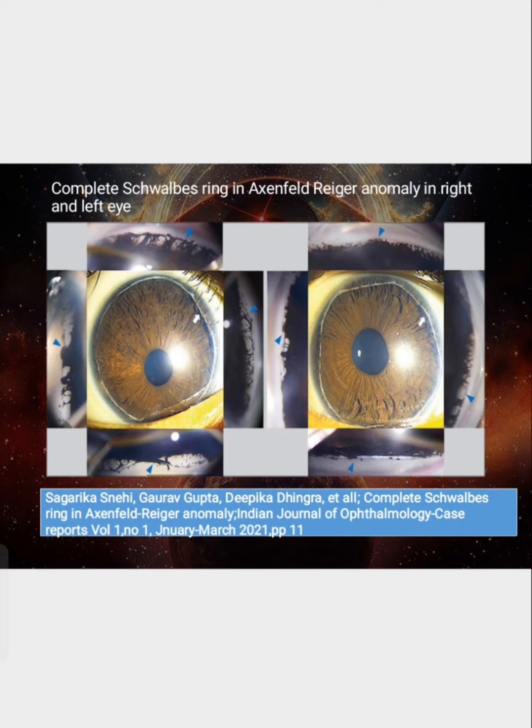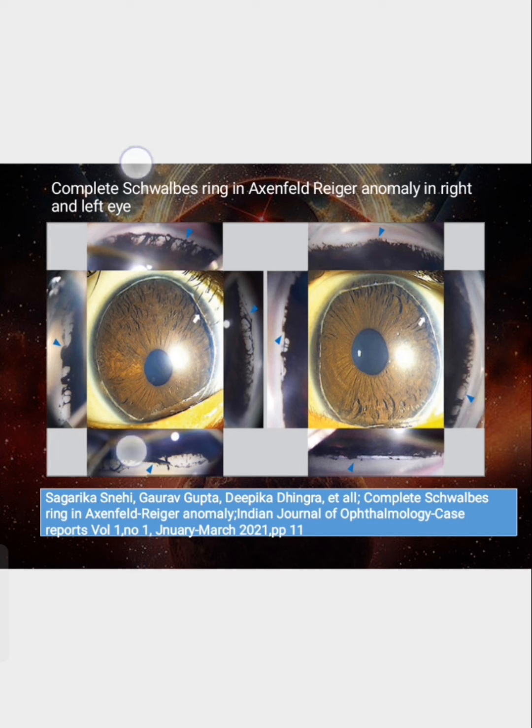This picture is about the complete Schwalbe ring, bilateral complete Schwalbe ring, and gonioscopy of it, showing the Axenfeld anomaly also, Rieger's anomaly also, and that's why it is called Axenfeld-Rieger's anomaly. Now, what is posterior embryotoxon? Posterior embryotoxon is nothing but the anteriorly displaced prominent Schwalbe line, which can be seen on the inner surface of the cornea on slit lamp examination.